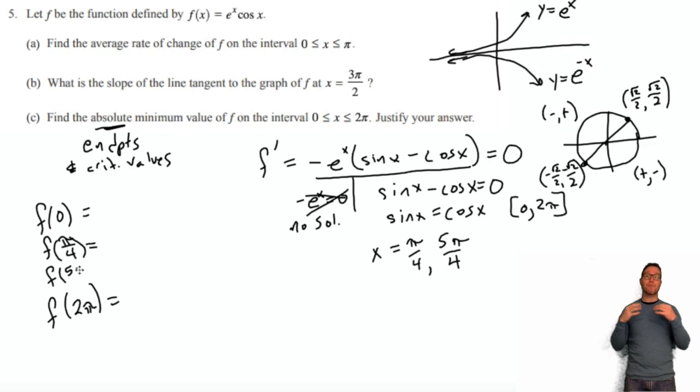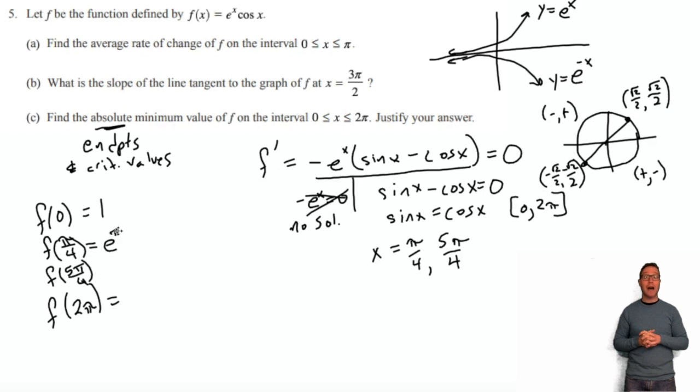So now I just have to plug in all 4 of these values into the original function. And I want the absolute minimum, so I'm going to choose the lowest. So f of 0 is e to the 0 times cosine 0. That's 1 times 1, which is 1.